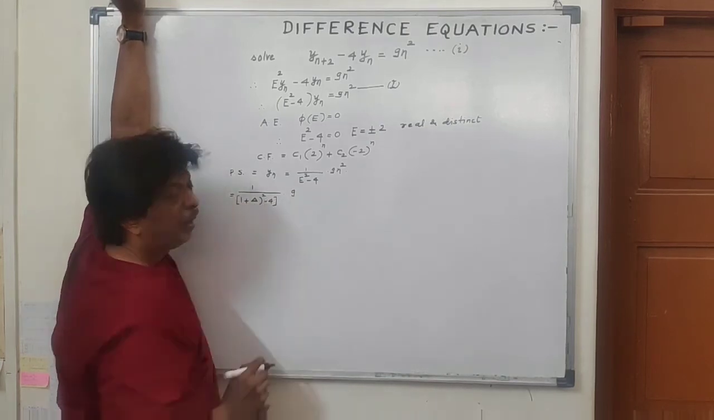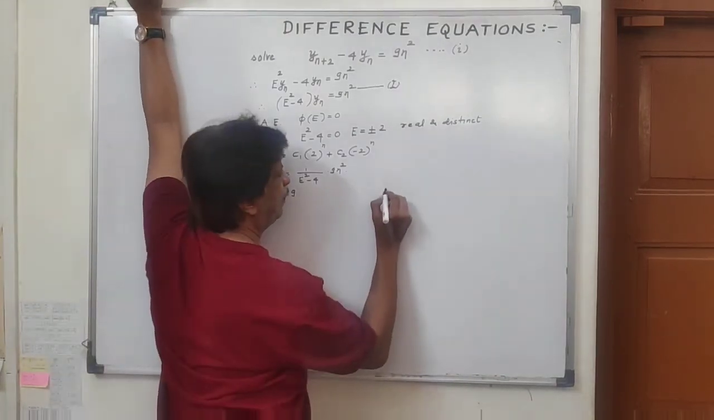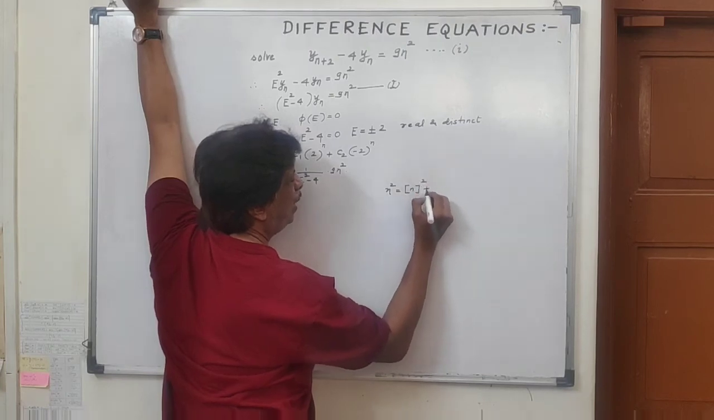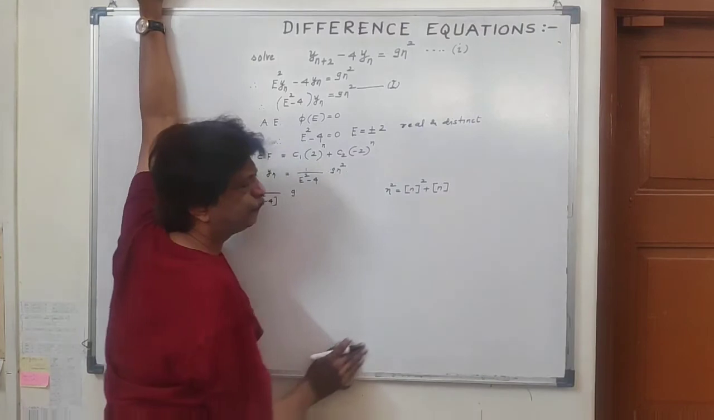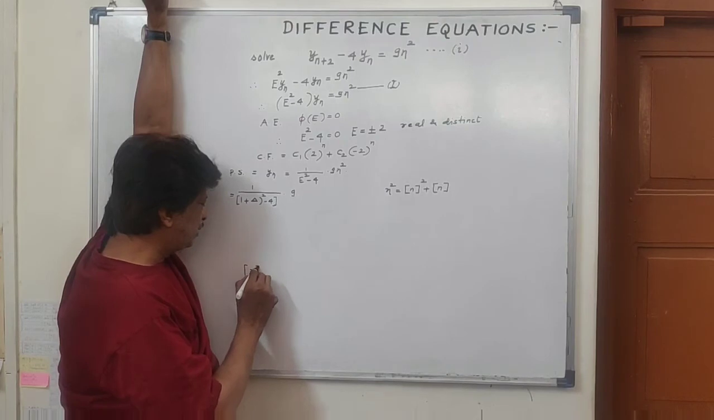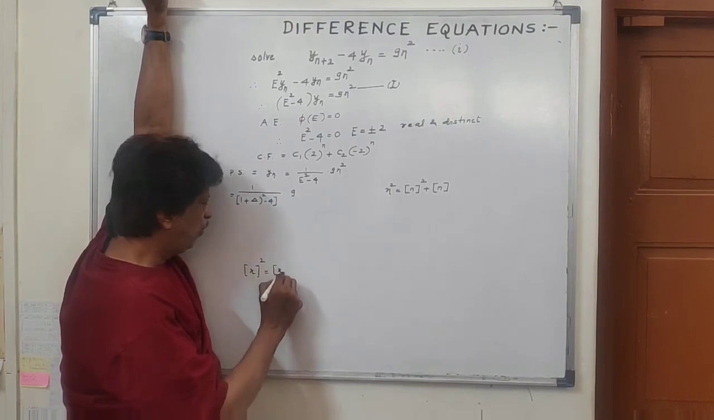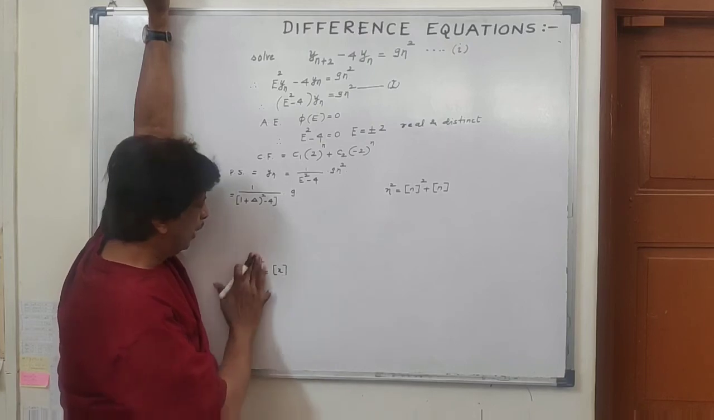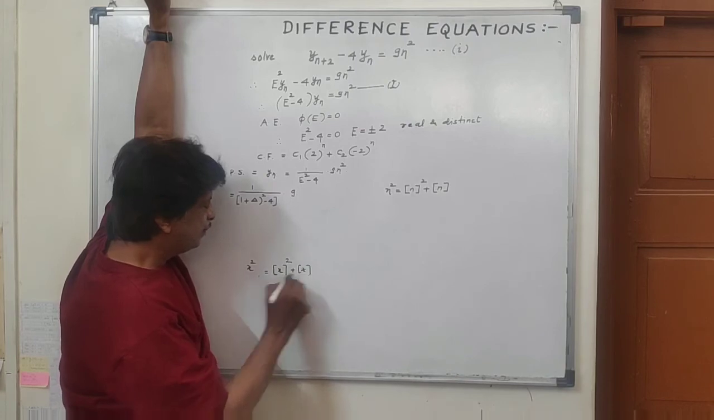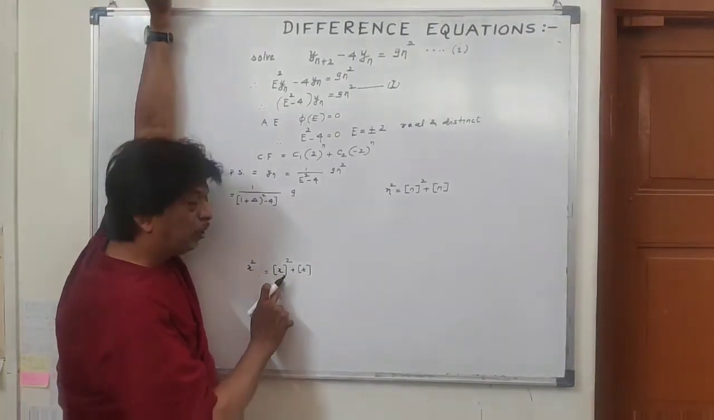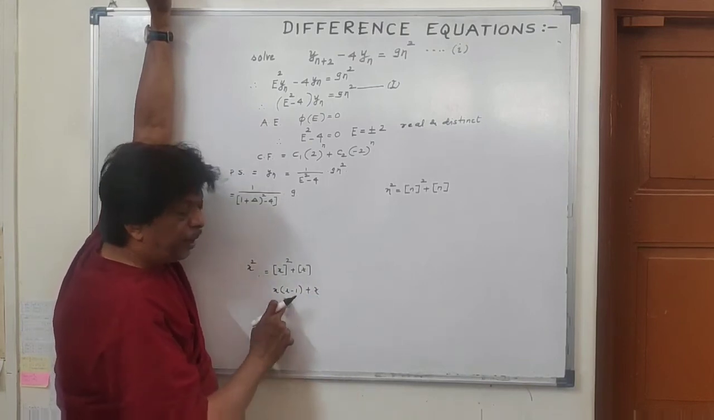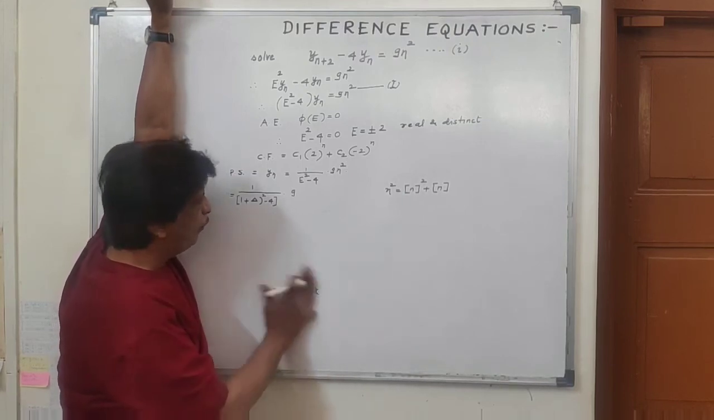operating on 9 into, and expressing this n square as factorial n square plus factorial n. We have already seen this actually. Factorial x square is equal to factorial x square plus factorial x. This formula you should know. Factorial x square means x into x minus 1. Factorial x means simply x. So x square minus x plus x is equal to x square.